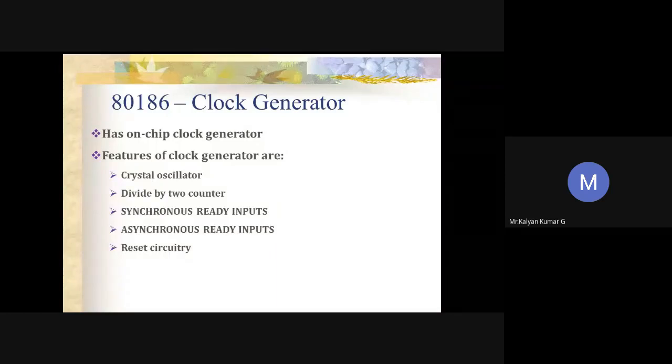Whenever an external oscillator is used, what happens? For example, suppose you are using an external crystal which has a frequency of either 12 or 16 megahertz. If that external crystal is connected to the 80186, it will generate a 6 or 8 megahertz internal clock. So you can divide by 2, and then you can use it internally or externally, depending.